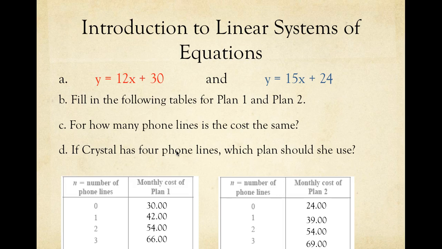D, if Crystal has 4 phone lines, which plan should she use? Well, if you look at the 4 phone lines, you either have a monthly cost of $78, or a monthly cost of $84. Well, if Crystal has a business, she probably wants to pay less rather than paying more. So Crystal should go with Plan 1.